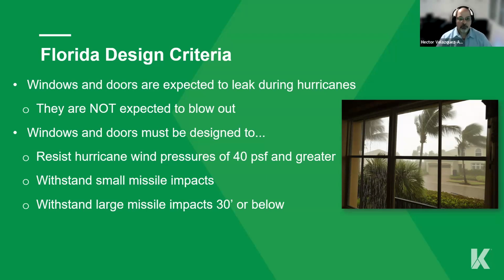Windows and doors must be designed to withstand hurricane wind pressure of 40 psf and greater, pounds per square foot. And obviously that depends on more than anything the area where your building lies. Withstand small missile impact or large missile impact: small missile is 30 feet or higher, and large missile is 30 feet and lower.